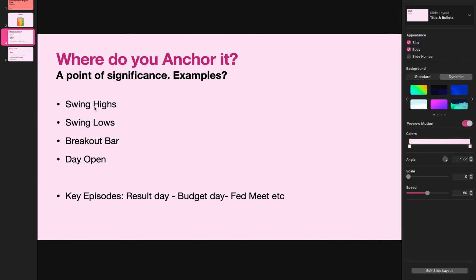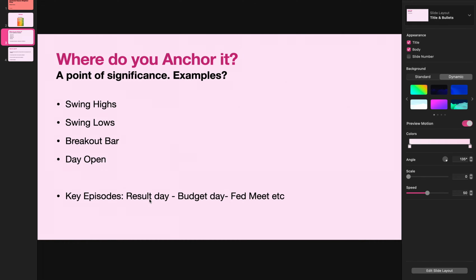There are other points of significance on which you can anchor your AVWAP, and those are basically key episodes. A very common key episode is result day, because in general, fundamental players wait for the results to see how the result is and then take a decision to buy or sell.